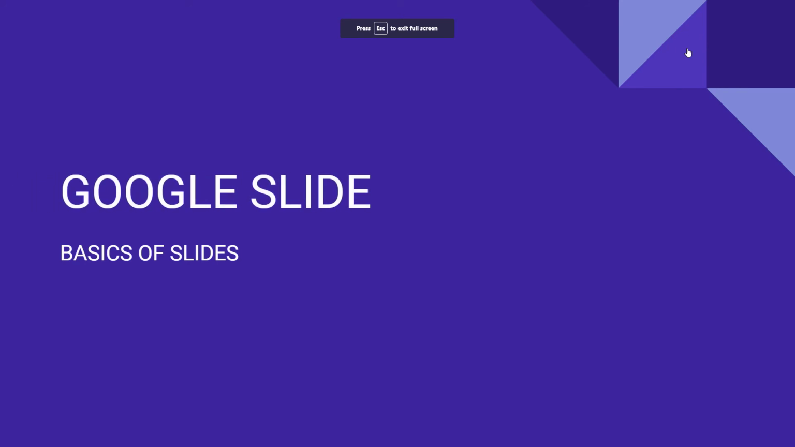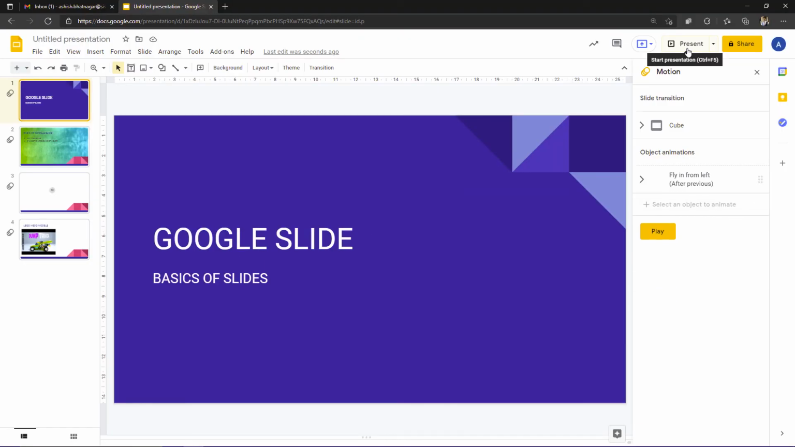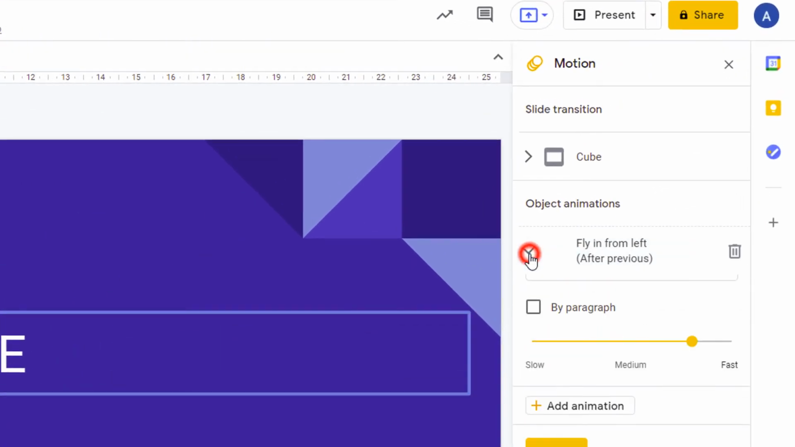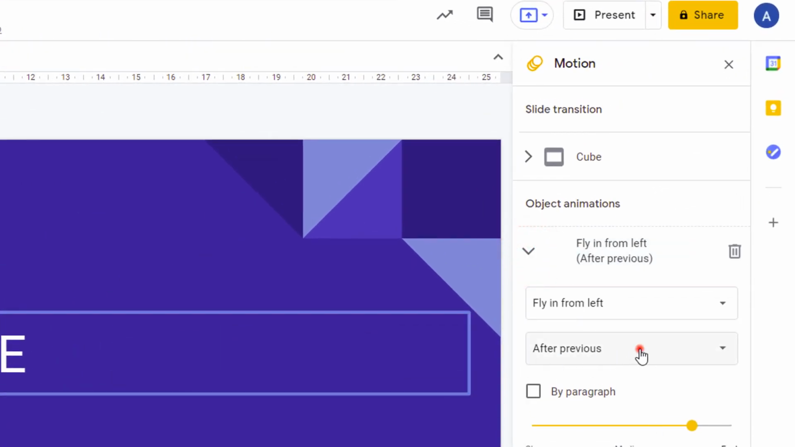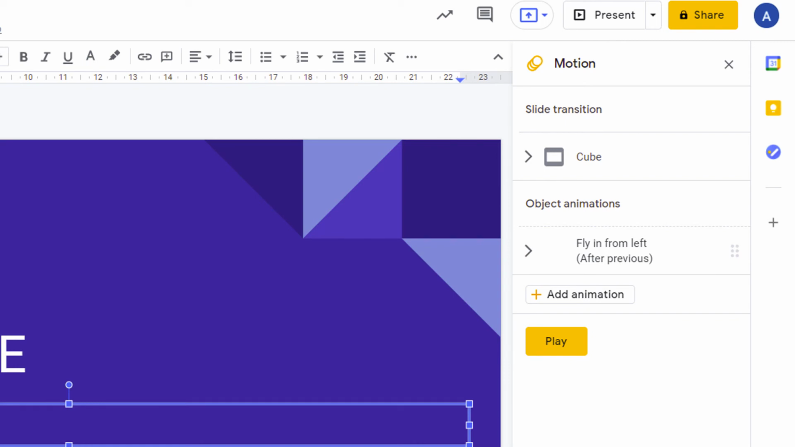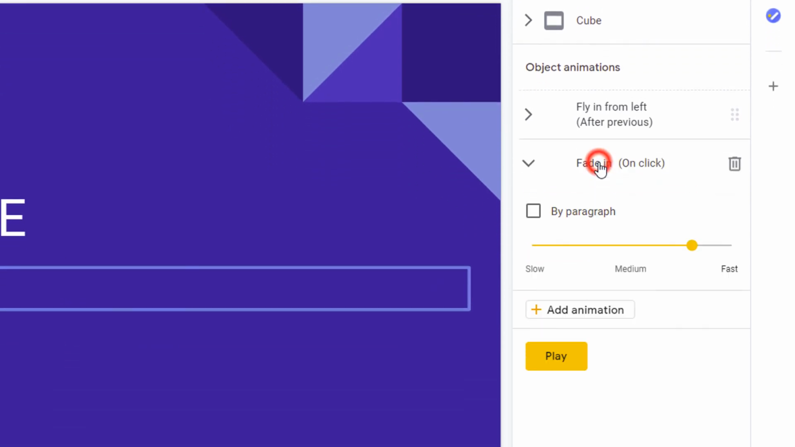And this time this heading has appeared automatically into the slide without clicking the mouse button. And for this you have to choose the option after previous. So let's apply the effect to our subheading also. So I will click my subheading, and this effect is the one that we have applied to the heading already. And to apply the effect to the subheading, we click on the add animation button again.